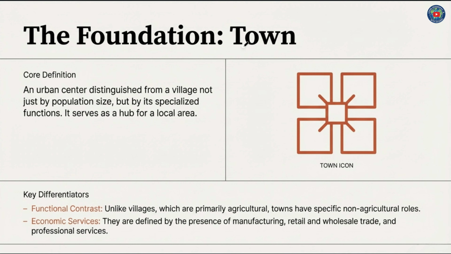The foundation stone, town. An urban center distinguished from a village not just by population size, but by its specialized functions. It serves as a hub for a local area. Key differentiators, functional contrast: unlike villages, which are primarily agricultural, towns have specific non-agricultural roles. Economic services: they are defined by the presence of manufacturing, retail and wholesale trade, and professional services.